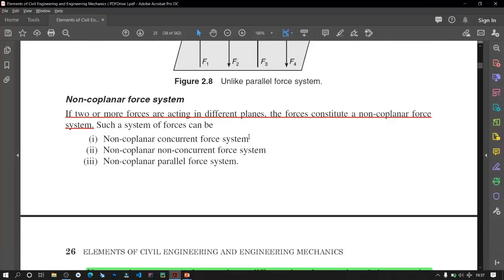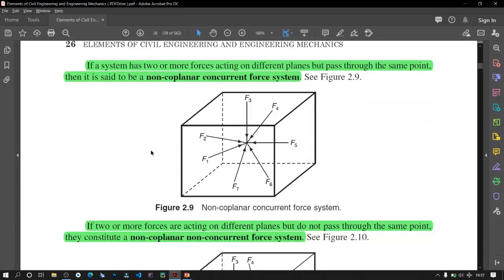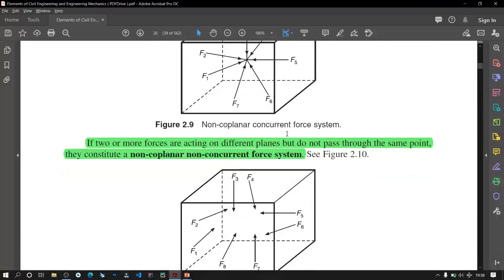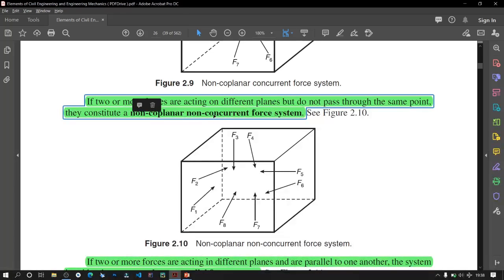Now non-coplanar, directly we should go. If a system has two or more forces acting on different planes but passing through the same point, then it is said to be a non-coplanar concurrent force system. It's a 3D box and the forces are passing through one point. It's non-coplanar because it's not in one plane. Now a non-coplanar non-concurrent force system is not acting in a single plane and not passing through a single point either.